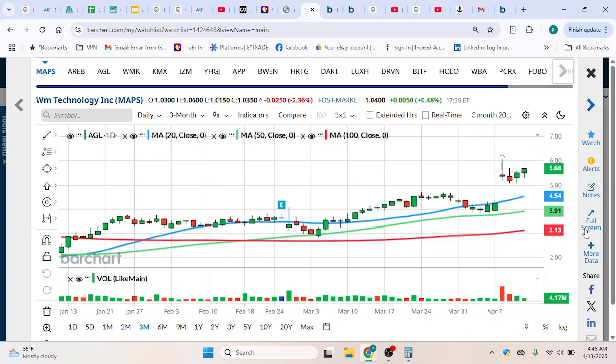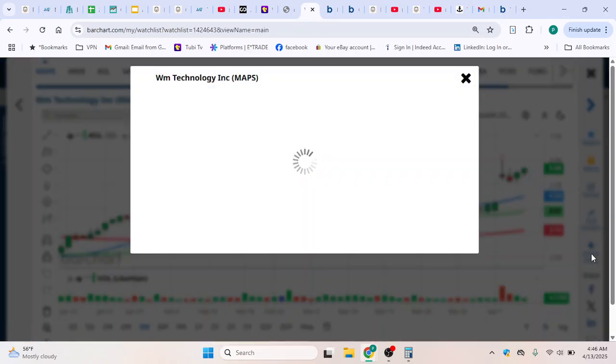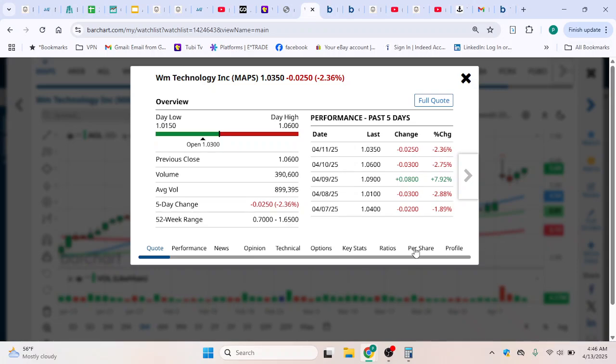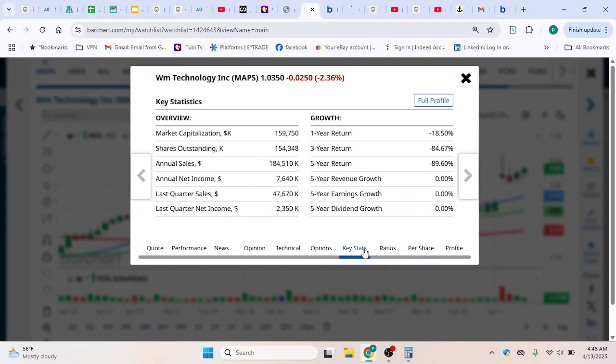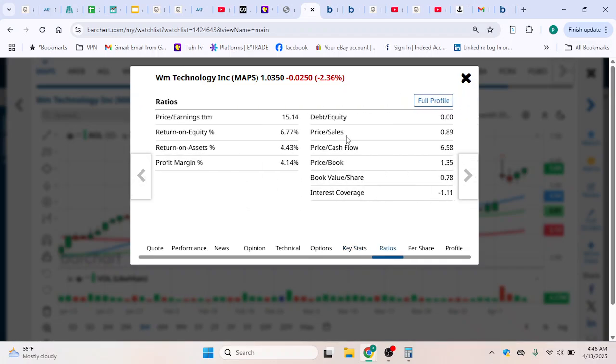Again, small cap would be, I'll show you the value of this company. This company is valued at only $159 million, with annual sales of about $184 million. So I like that because that gives us a price versus sales ratio of less than 1. So I kind of like that.